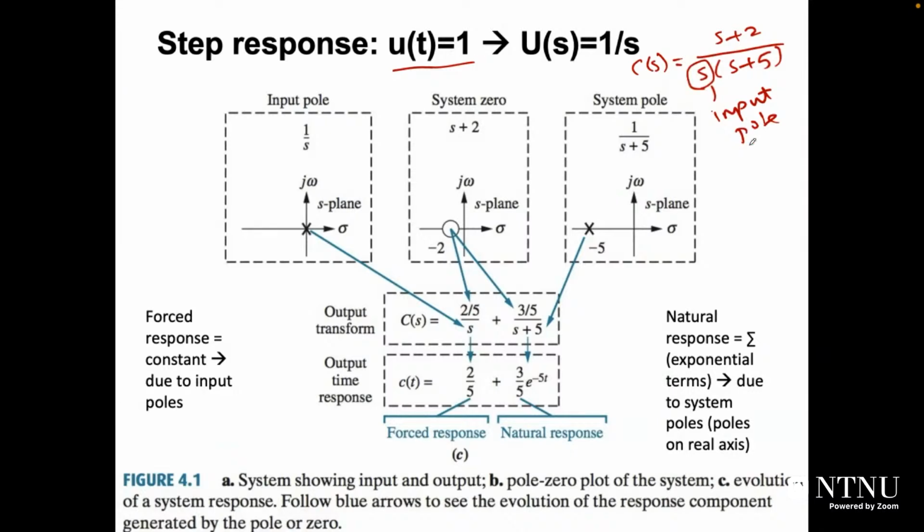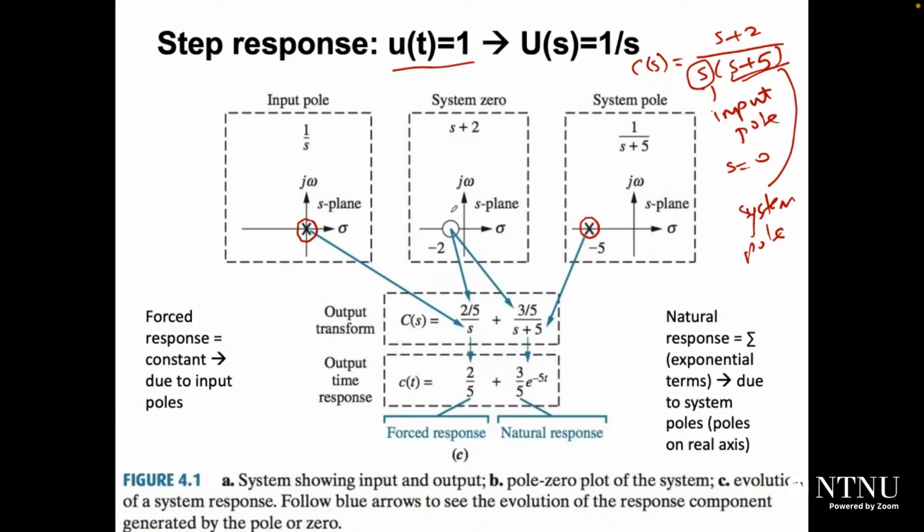So this input pole is at S equals 0, so it will be at the origin. In the complex S plane, it will be something like that here, because here S equals 0. And also we have another pole, which we will call the system pole. This one is the input pole, and this one is the system pole. We will have a system pole at S equal minus 5. So we have an input pole and a system pole. Still, we have a zero at S equal minus 2, and it will be the system zero.